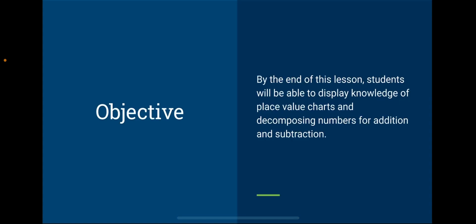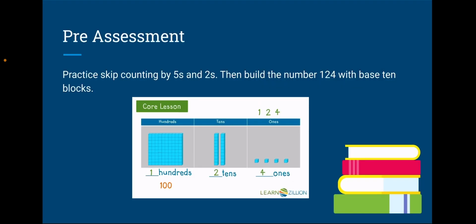By the end of this lesson, students will be able to display knowledge of place value charts and decomposing numbers for addition and subtraction. For the students' pre-assessment, they will practice skip counting by 5s and 2s. If needed, they will also practice skip counting by 10s, but most students have this down in the second grade since they learned this in first grade.